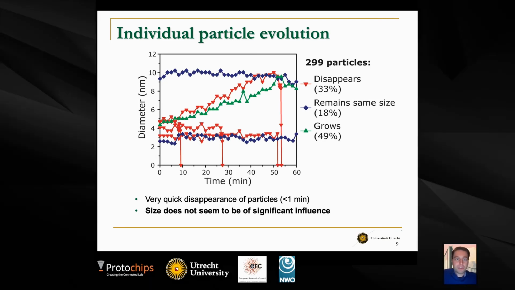Each line in this graph corresponds to the size evolution of one individual particle. And so we saw three main distinct behaviors. The first one being the behavior of a particle with the green line shown here, in which the particle just slowly increases in size over time.